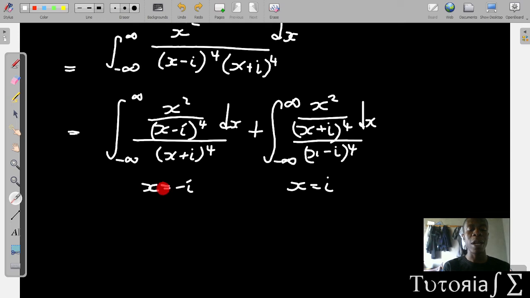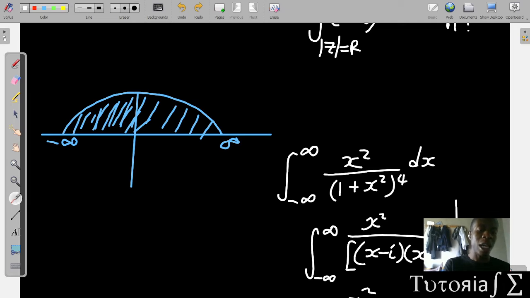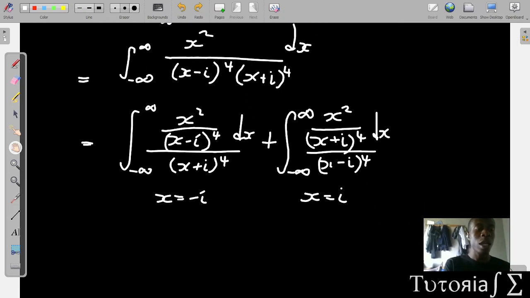So there our pole is x equals negative i, and here our pole is x equals i. Which among these is inside and which one is outside? We see that here we have positive i's and here we have negative i's. All the negative i's are outside the region of integration, meaning that this pole will be outside the region of integration. Hence, the integral of this part will be 0. Hence, we will only have to deal with this part.